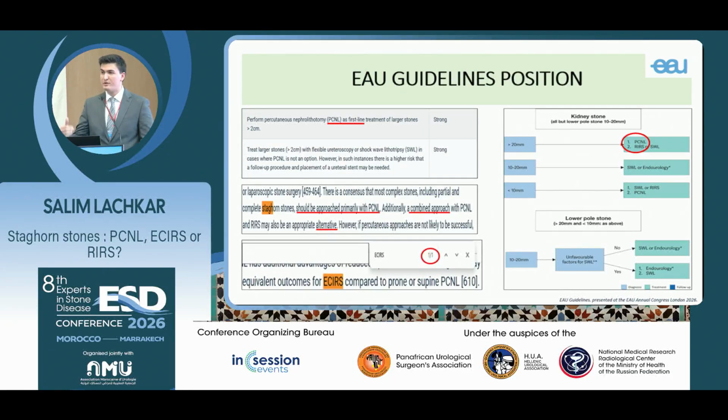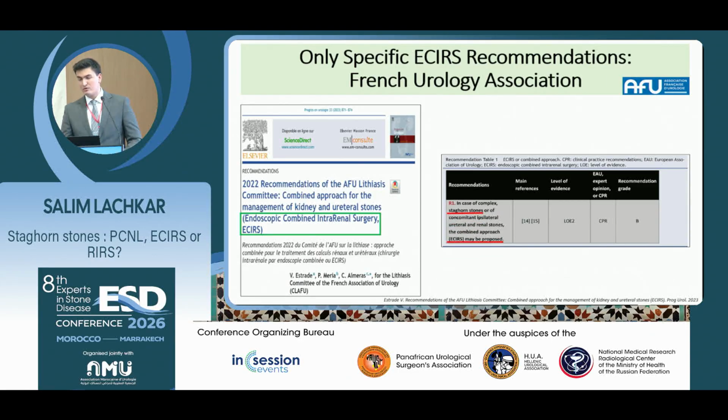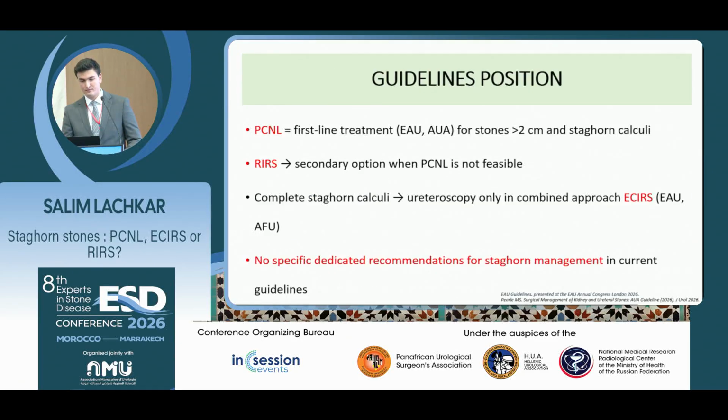If we go more deeply in the recommendation, we see that there is only one mention for the combined treatment, and they have same equivalence outcome. This is the same position for the American Neurological Association. More than 2 centimeters, we have to use as first line of treatment the percutaneous technique. The French Neurological Association has published the only recommendation on the combined treatment, so endoscopy combined intrarenal surgery, ECIRS, and we have to use this technique if we have a complex situation.